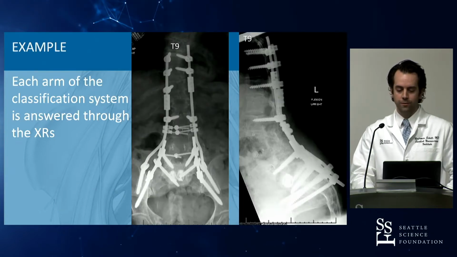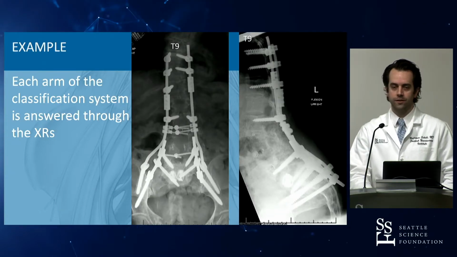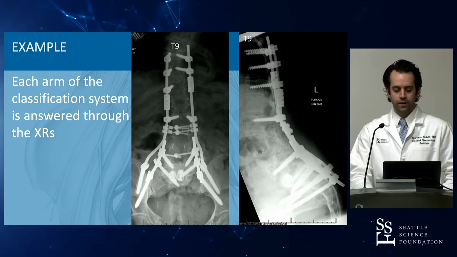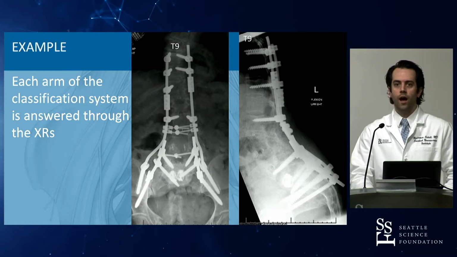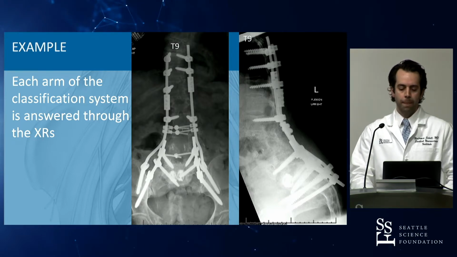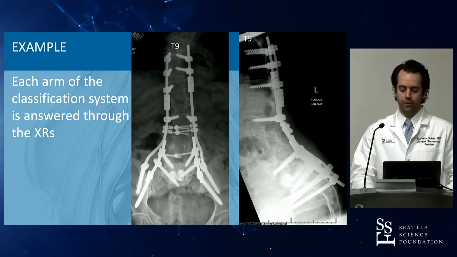So here's an example case that we'll just walk through, to show you how to go through the cases here in a second and then through the video. Each arm of the classification system can be answered through plain film x-rays or scout films on a CT scan, and we'll stick with those throughout the rest of the cases.